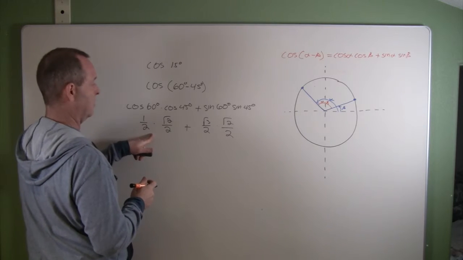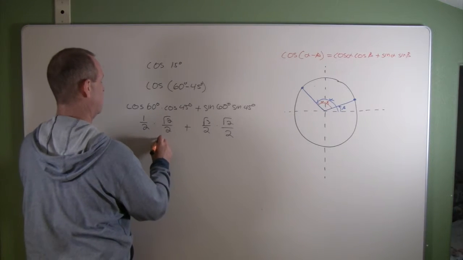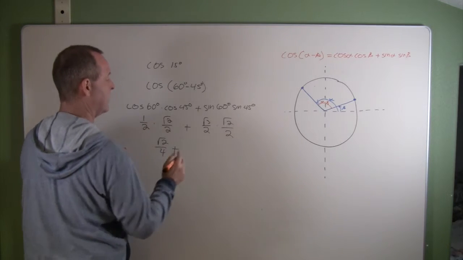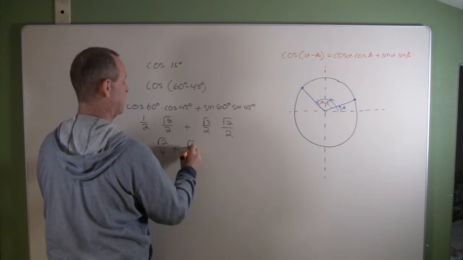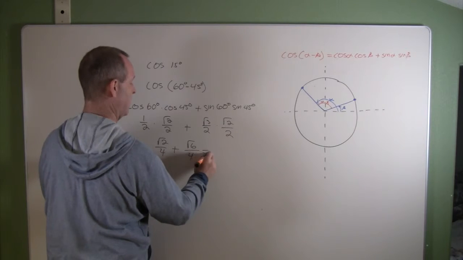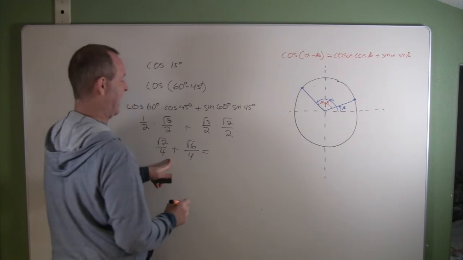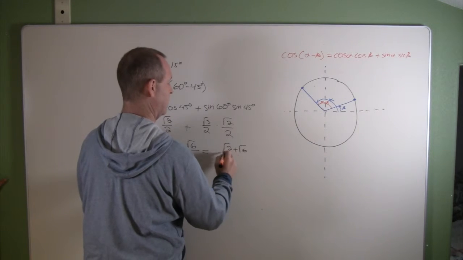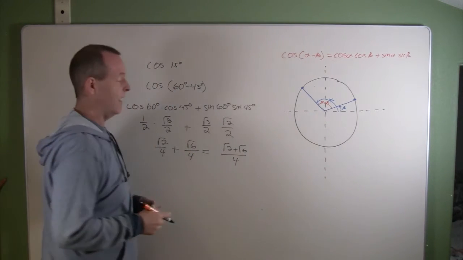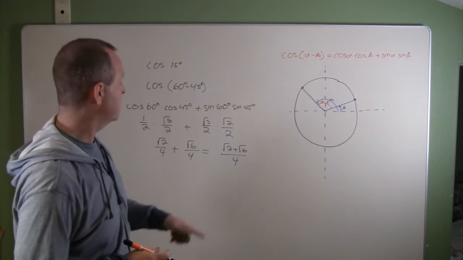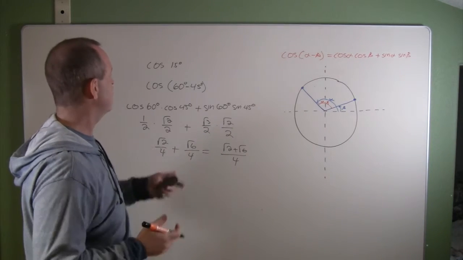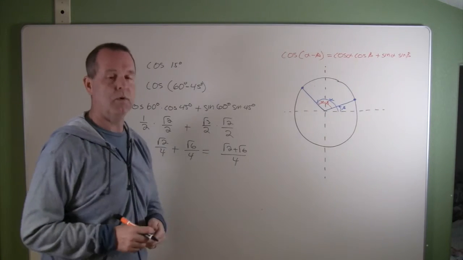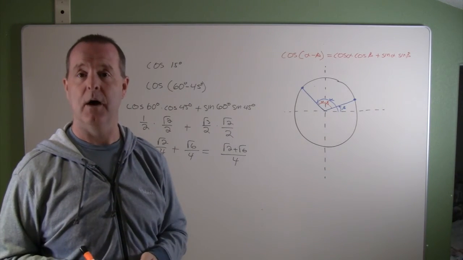Multiplying this, I have root 2 over 4. Over here, I have root 3 times root 2, which is root 6, all over 4. I have a common denominator, so I can add those up. So I have root 2 plus root 6 all over 4. I can't reduce that any further, so the exact value of the cosine of 15 degrees is root 2 plus root 6 all over 4.